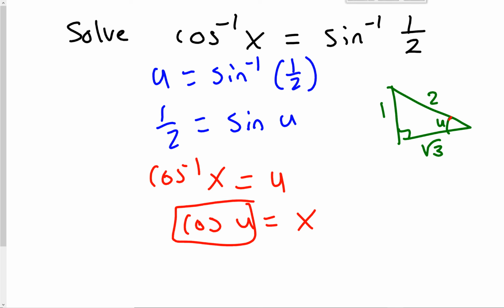Well, what is cosine u? Well, here's my u, right? My angle u. And cosine would be adjacent over hypotenuse. So that'd be root 3 over 2. And there's my x.